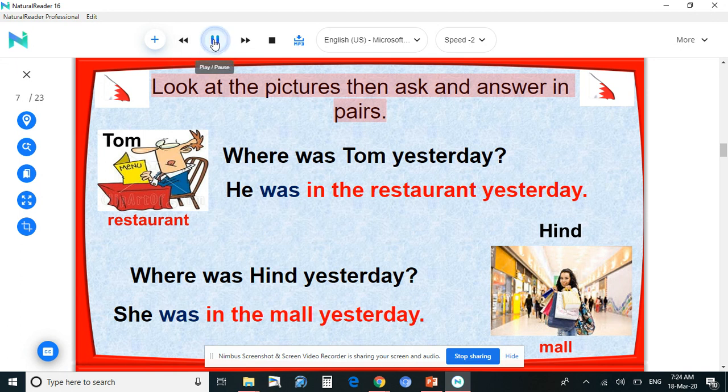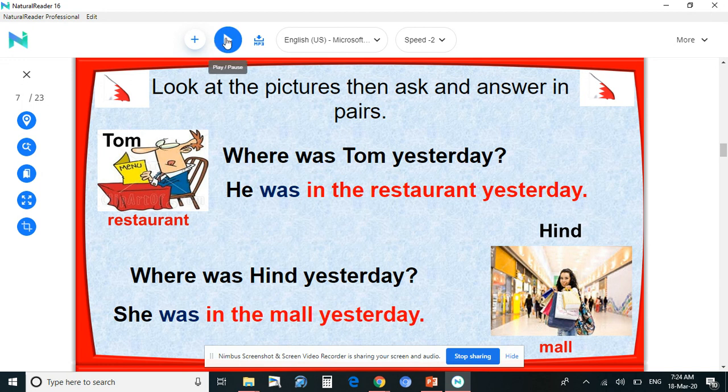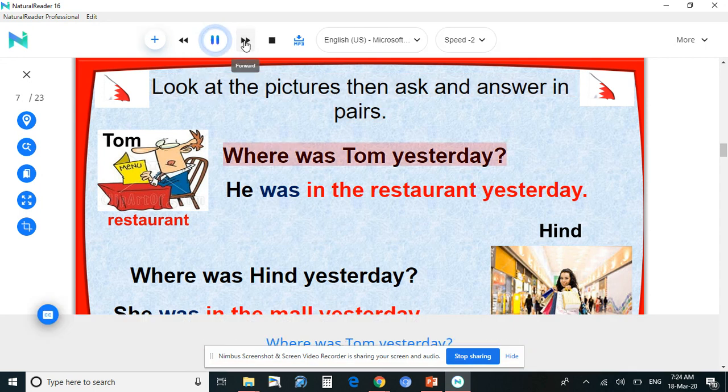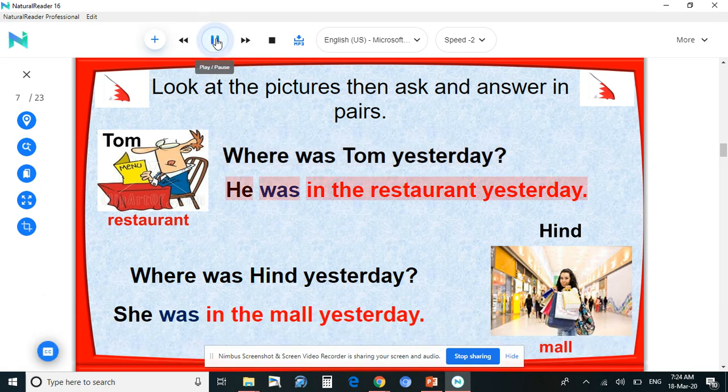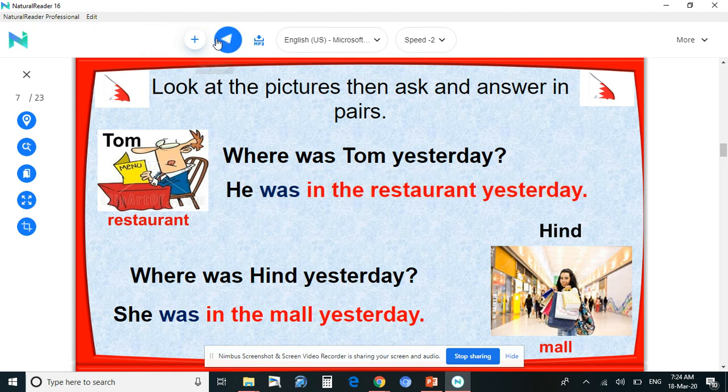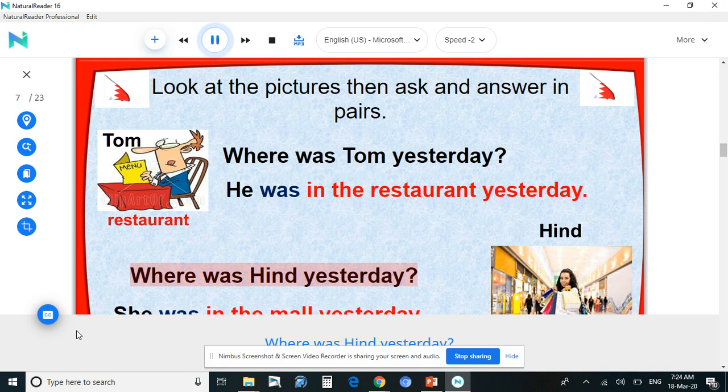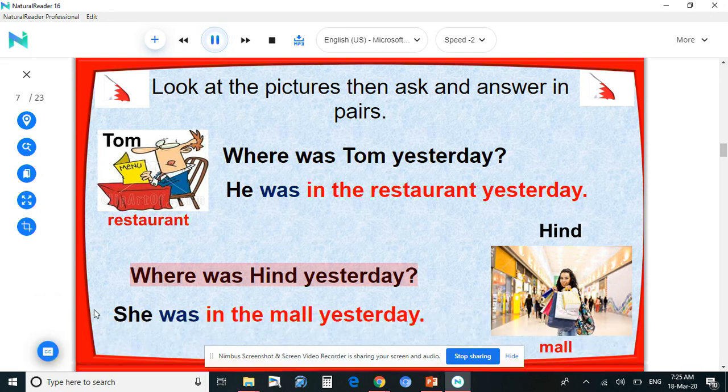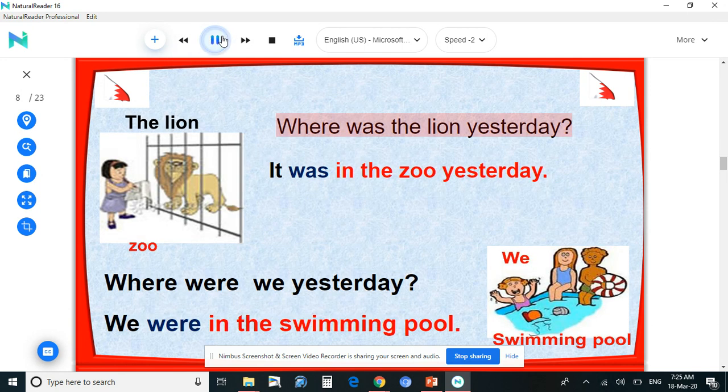Look at the pictures, then ask and answer in pairs. Where was Tom yesterday? He was in the restaurant yesterday. Where was Hind yesterday? She was in the mall yesterday. Where was the lion yesterday? It was in the zoo yesterday.